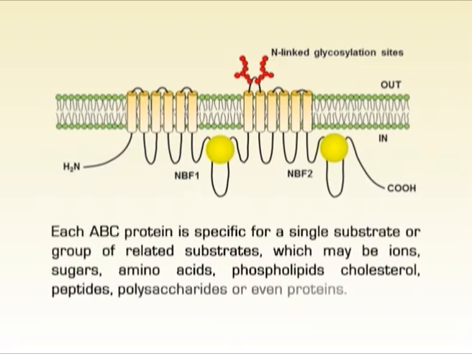Each ABC protein is specific for a single substrate or group of related substrates, which may be ions, sugars, amino acids, phospholipids, cholesterol, peptides, polysaccharides, or even proteins.